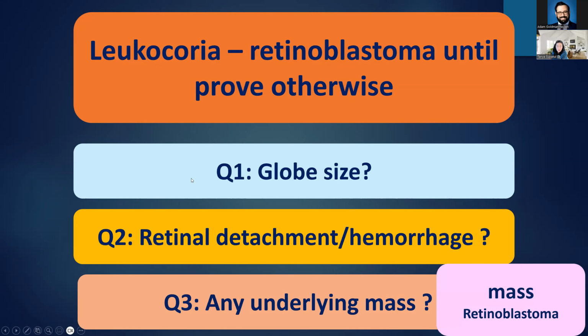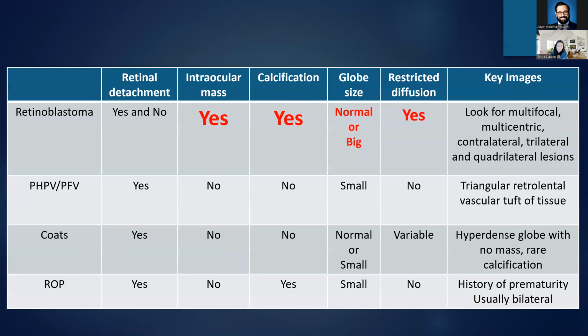And then you check for the retinal detachment or hemorrhage and any underlying mass. We give contrast. We do the DWI to check for any high-grade tumor like a retinoblastoma that normally shows restricted diffusion. This is also the summary table that talks about the four most common things that we see on the imaging findings.